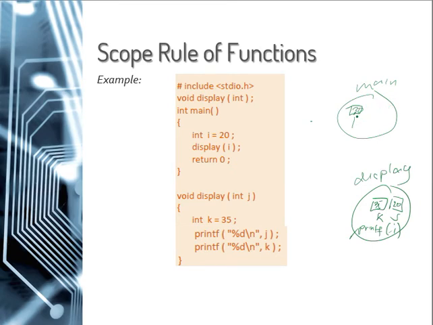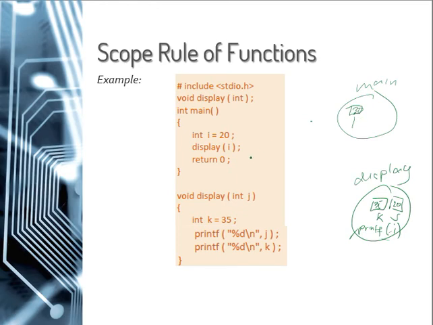What happened is that the value of i was given to j because we passed it, we copied it through parameter passing. But basically these two worlds are different worlds.